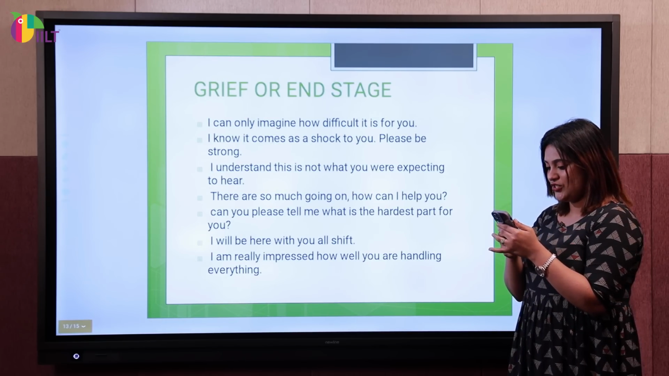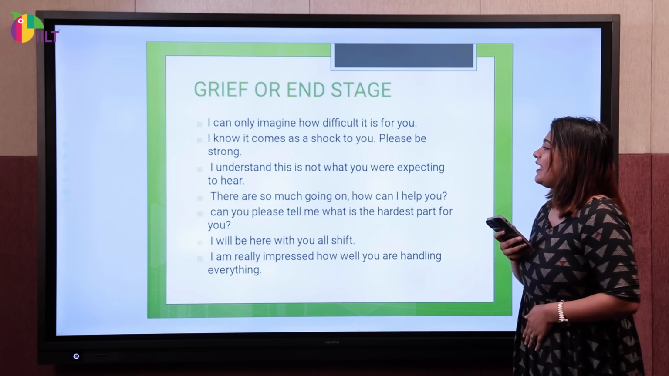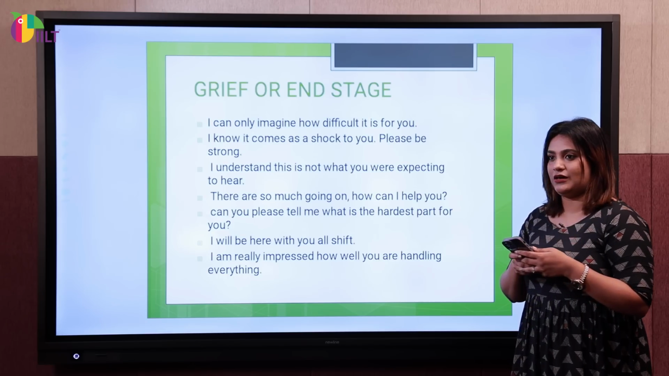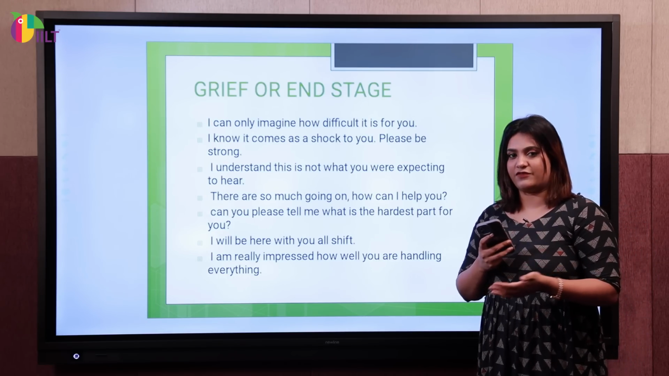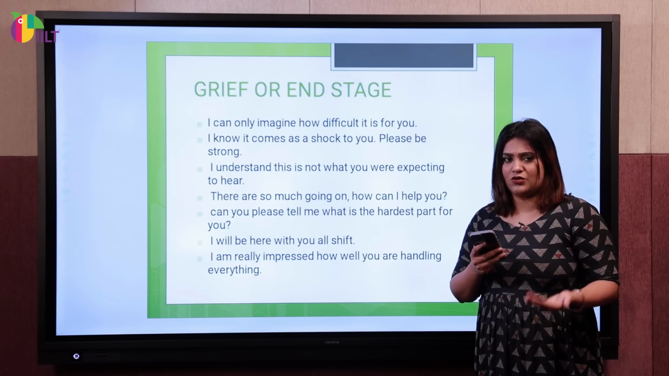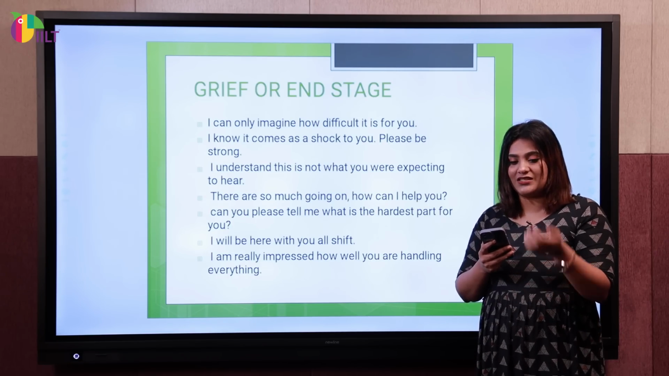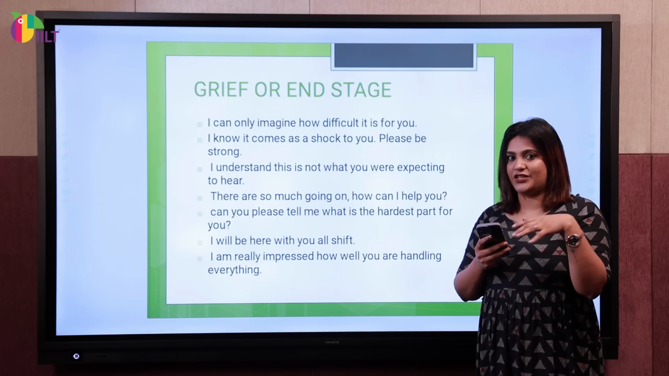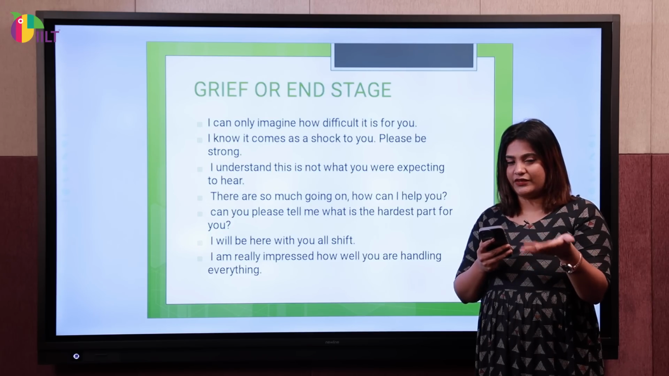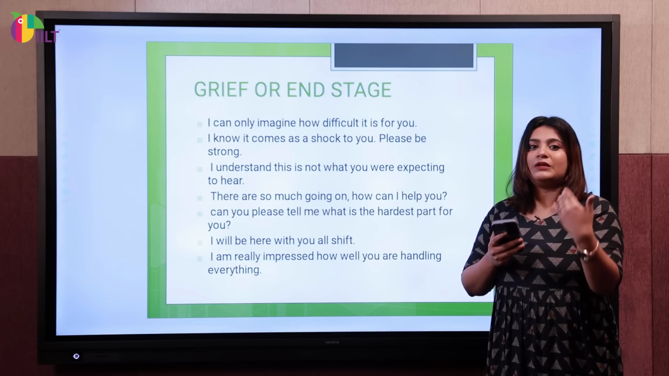Grief or end stage. That is a really important topic. I'll give you guys a minute to go through the statements here, because grief or end stage situations are a little difficult for students. I've seen many students finding it difficult, and they tell me, ma'am, I'm not getting the right words to express it. I have everything here, I know what to say, but I'm finding it very difficult to express in my words. So it is an area that you need to practice a little bit, because if you know how to express your feelings, your emotions or your empathy to the patient, then it will be easier for you to do it.